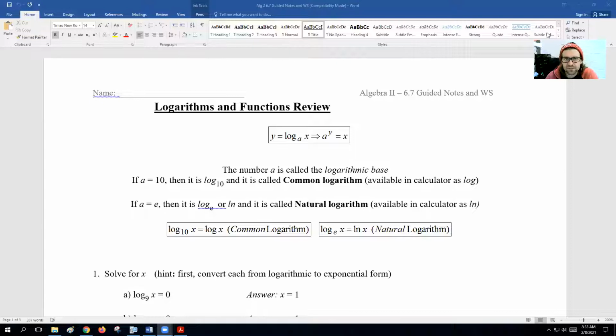We're going to spend 2 days on this section, but we're going to just kind of do everything in this one video. So feel free to pause or skip forward ahead of this video if you're working on day 2 or day 1. All right, so what we're going to look at is the logarithmic functions.